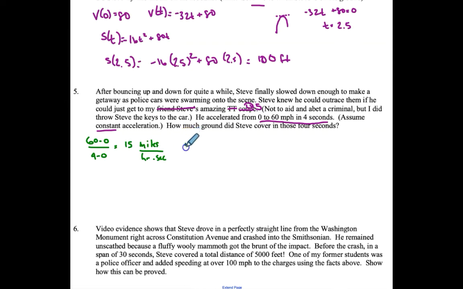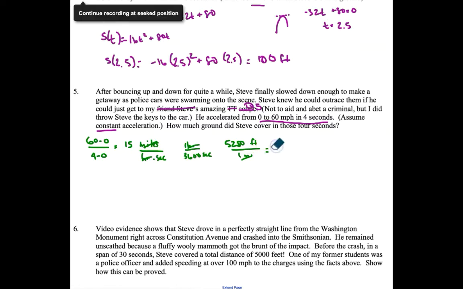So what I'm going to do is say 1 hour up here divided by 3,600 seconds, because 1 hour is 3,600 seconds, and then 5,280 feet divided by 1 mile. And then my miles will cancel here, and my hours will cancel here. So when I work this out, I'm going exactly 22 feet per second squared.